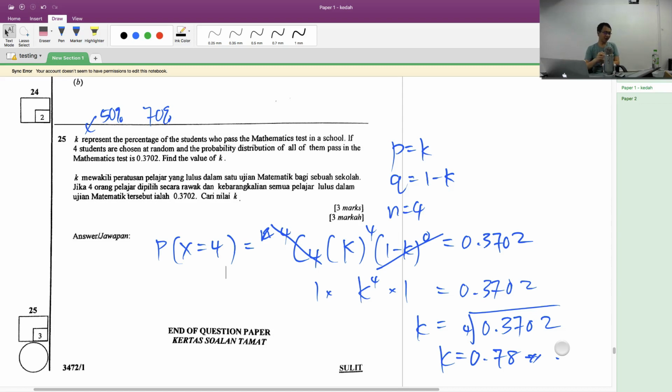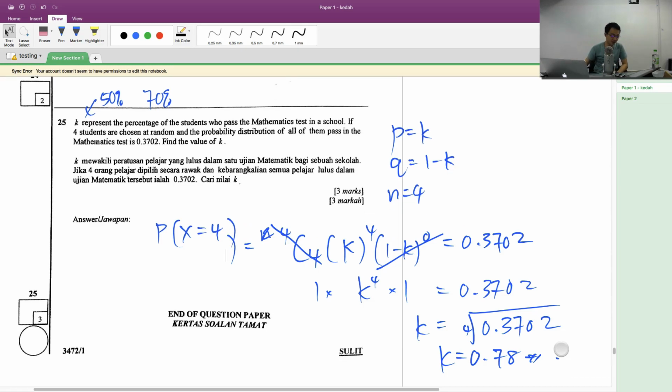Okay, so if you get 0.78, this one is not yet the answer because the question says K represents the percentage, right? So if I get this one, what I will say is this one represents 78%. So that means in that school, in order to pass the mathematics test, you at least need to get 78 marks and above.